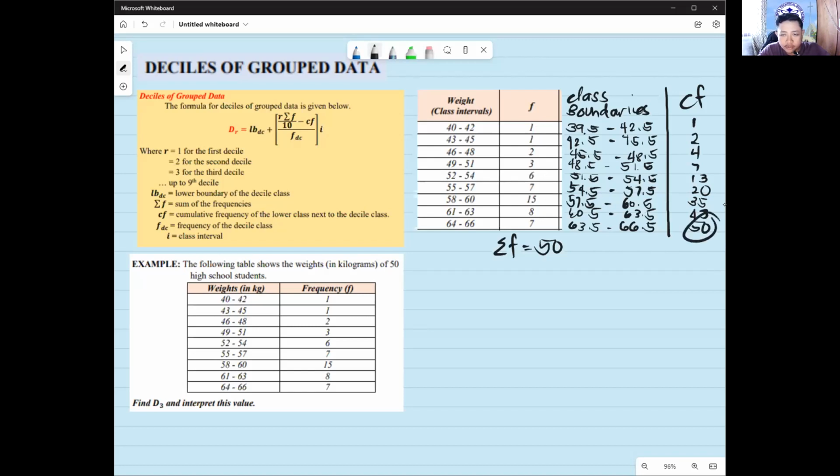So if this one and this one matched, that means you have made the correct computation for your cumulative frequency. Okay, take note of that. That's one palatandaan that you are doing the right process.